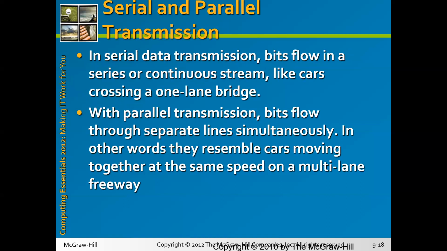Serial and parallel transmission. In serial transmission, bits flow in a series or continuous stream, like cars crossing a one-way lane bridge. With parallel transmission, bits flow through separate lines simultaneously. In other words, they resemble cars moving together at the same speed on a multi-lane freeway. In serial transmission, a single link is used to transmit data bits and only one bit is transferred at a time. In parallel transmission, data bits are transmitted simultaneously through multiple links which are placed parallel to each other.